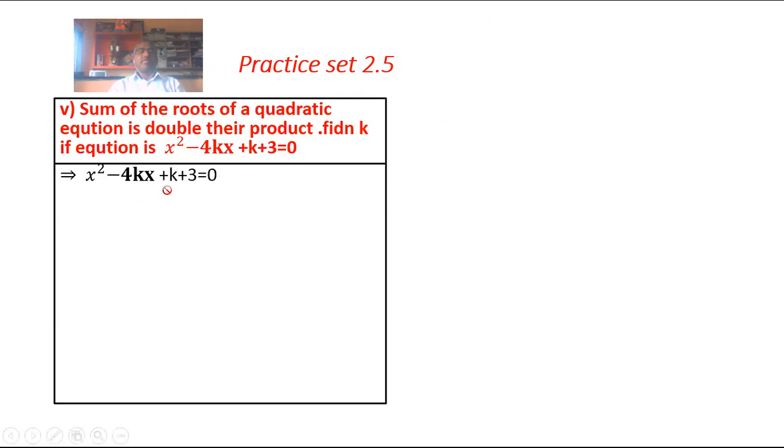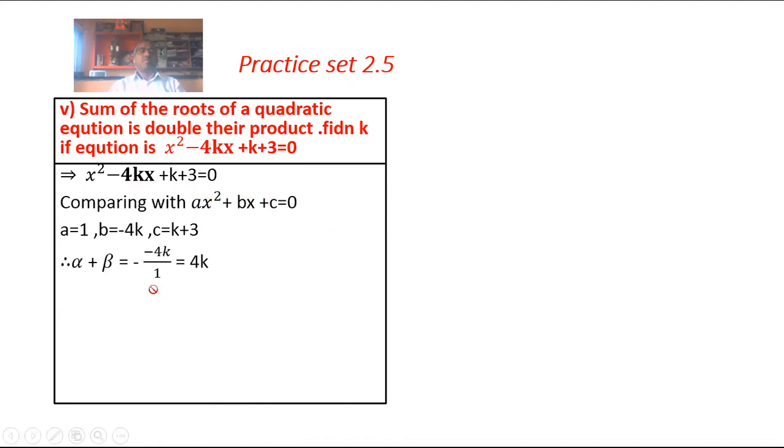Given quadratic equation is x square minus 4kx plus k plus 3 is equal to 0. Comparing with ax square plus bx plus c is equal to 0, therefore the value of a is equal to 1, b is equal to minus 4k, c is equal to k plus 3.